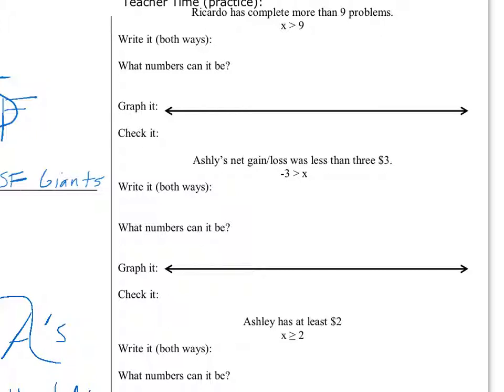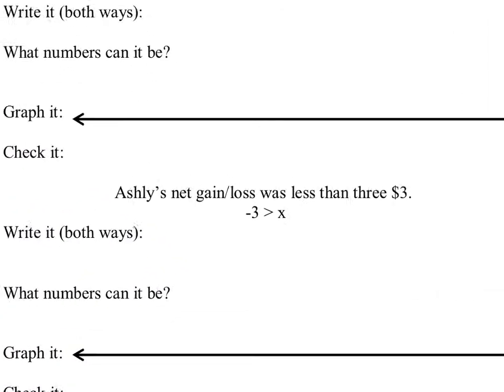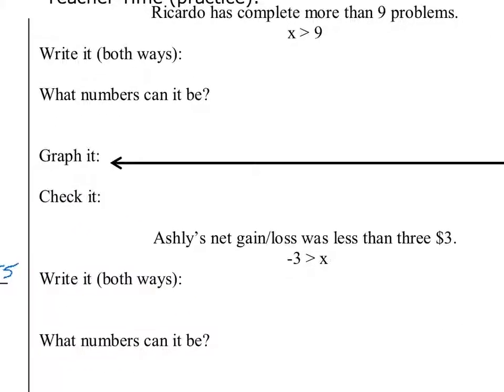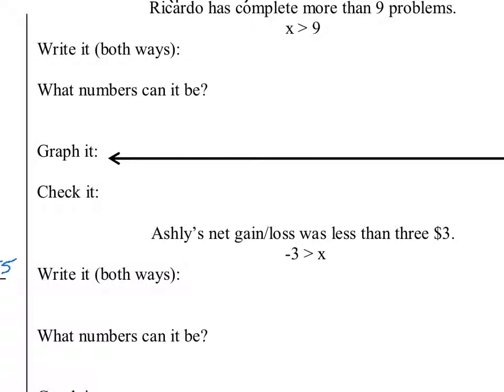So this first one gives us an example where Ricardo has completed more than 9 problems. They've represented that with the inequality statement x is greater than 9. So the number of homework problems she has completed is greater than 9. First thing that I want us to do, just a habit I want us to get into, is realizing that we can write this inequality two different ways.